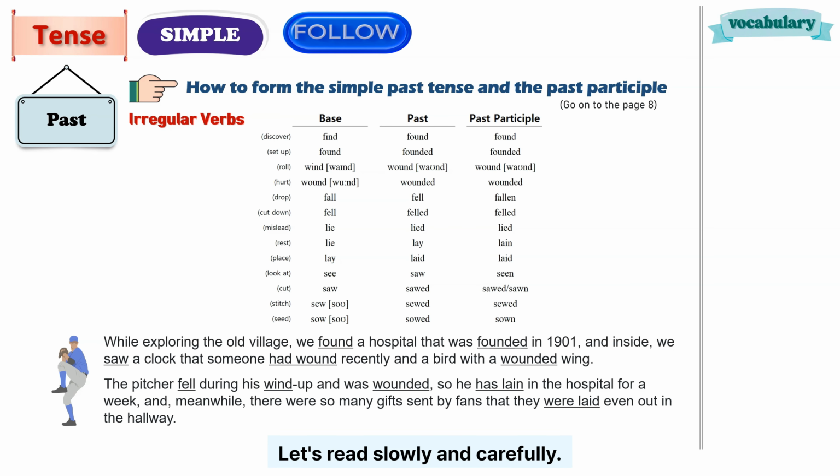Let's read slowly and carefully. Please focus on verb usage. While exploring the old village, we found a hospital that was founded in 1901, and inside, we saw a clock that someone had wound recently and a bird with a wounded wing. The pitcher fell during his wind-up and was wounded, so he has lain in the hospital for a week, and, meanwhile, there were so many gifts sent by fans that they were laid even out in the hallway.